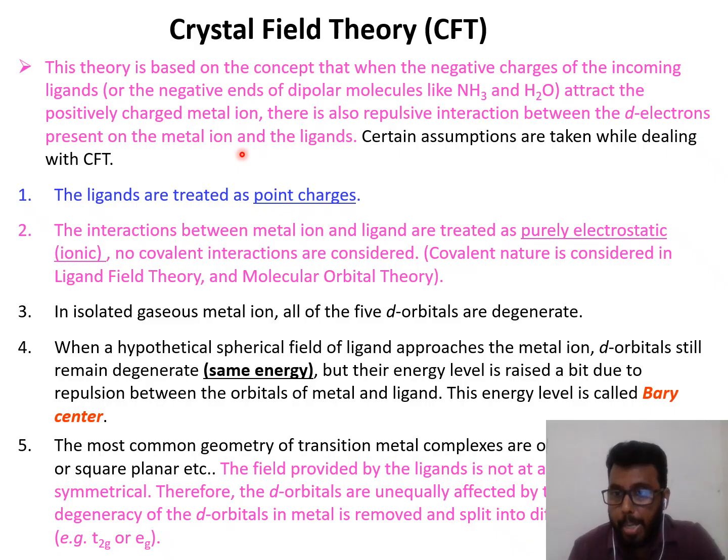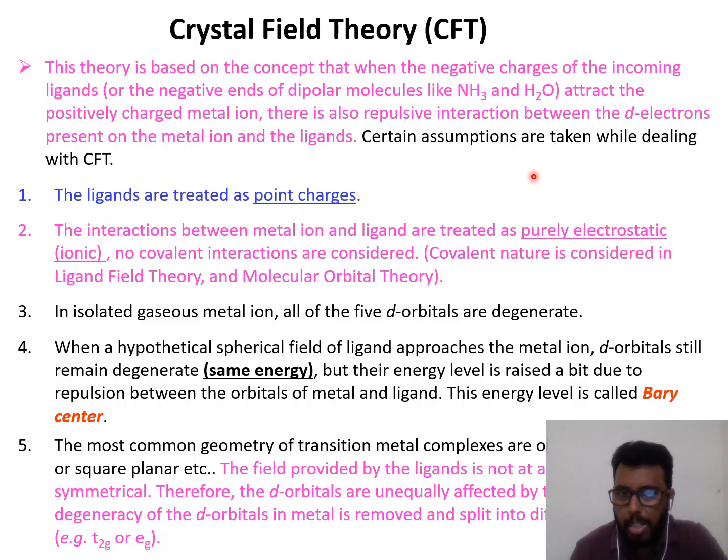There will be a repulsion between the d electrons present on the metal ion and the ligand. So this theory is based on the repulsion of the electronic cloud between the metal ion and the ligands. When they are repelling, what will happen? Obviously they will be pushed apart. That will lead to the change in the geometry of the complex. You will see one after the other.